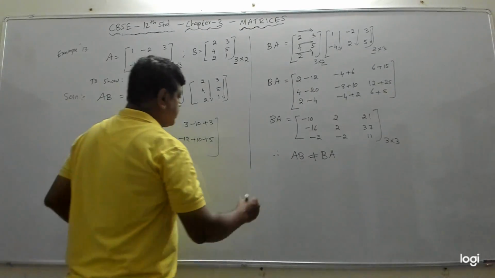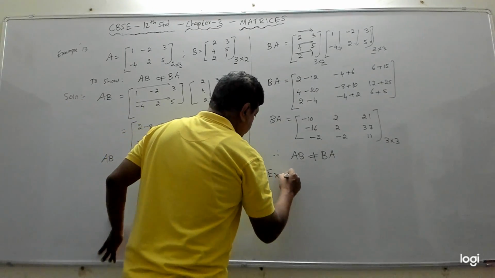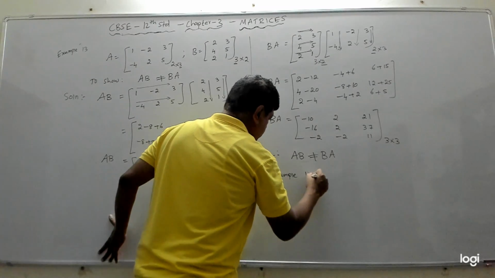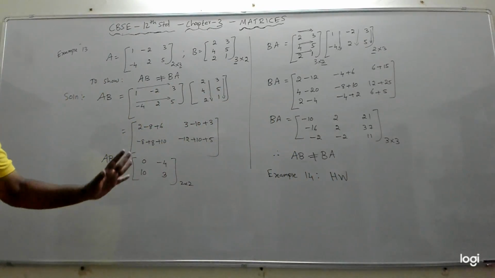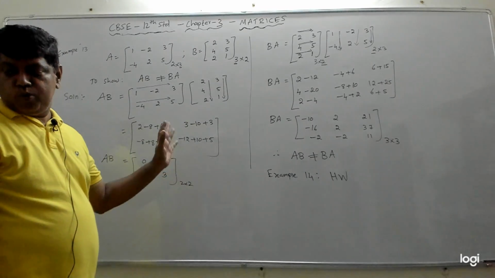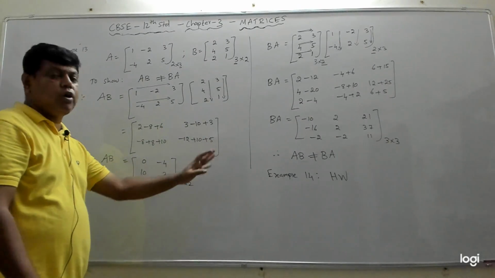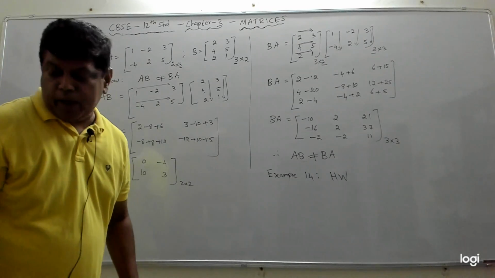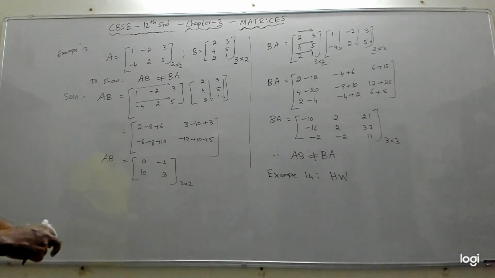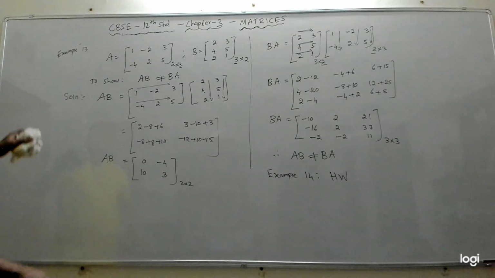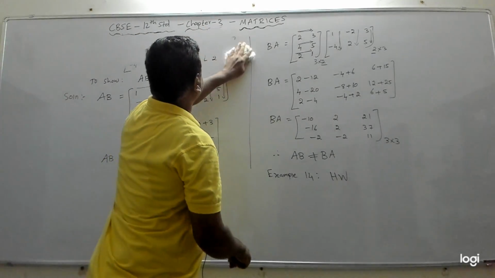Right? So, example 14, you can try in similar way. You can take it as homework. The same way, you have to perform A into B and then do B into A and then show that AB is not equal to BA. Right? So, I will go to the next one, which is example 15. All of you can take the notes.